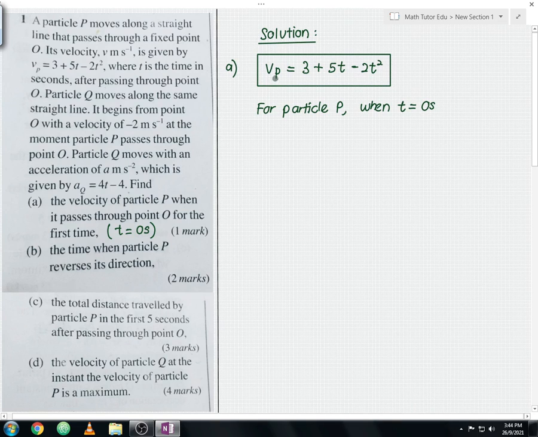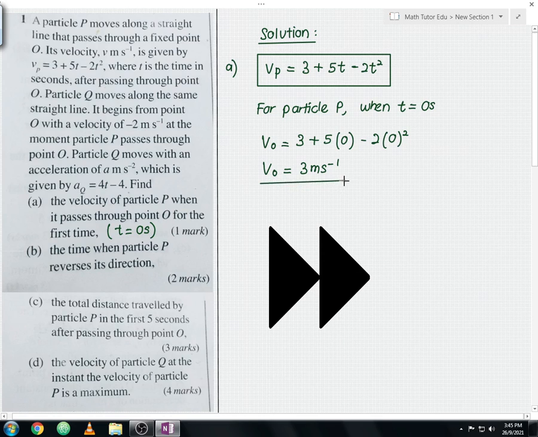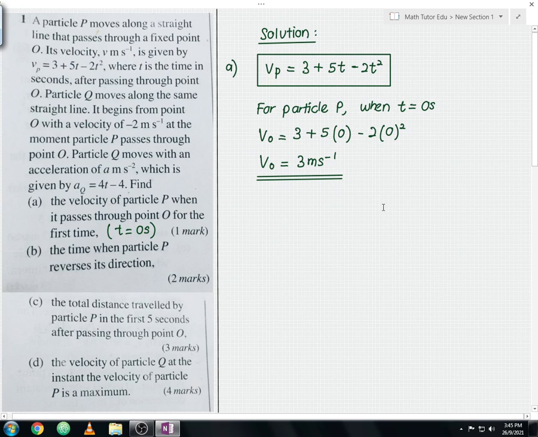So in this case, it will become the initial velocity of particle P, so it will be V naught. V naught = 3 + 5(0) - 2(0)². So from here, you should get V naught = 3 meter per second. So this is your answer for part A. Let me underline the solution. From here, let us proceed to our discussion for part B.